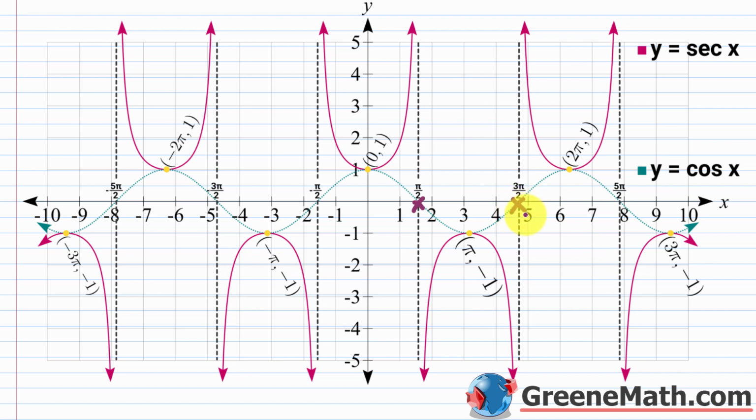Why does that give me a vertical asymptote for the secant function? Well, again, it's 1 over the cosine value. And if the cosine value is 0, 1 over 0 is undefined. So you get these vertical asymptotes here and here and here. So odd multiples of pi over 2.